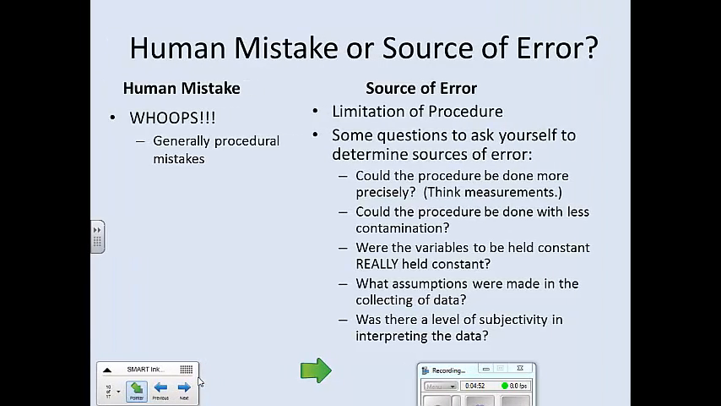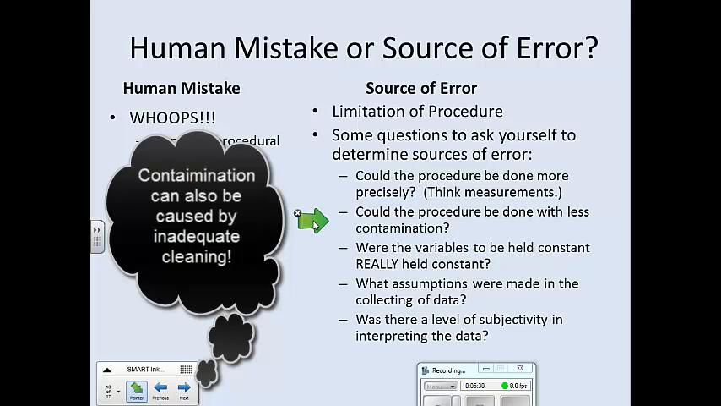Okay, now let's talk about the differences between mistakes and sources of error. When you make a mistake, it's generally some kind of procedural mistake. You didn't follow procedure the right way, you did something in the wrong order, you didn't add in enough, or you didn't take out enough of whatever it is you're working with. Sources of error, on the other hand, are limitations to that procedure. So these are things like, could you have done the procedure more precisely? Could you have used a better, more precise instrument? Is there something that's contaminated? Maybe whatever you're working with is contaminated.